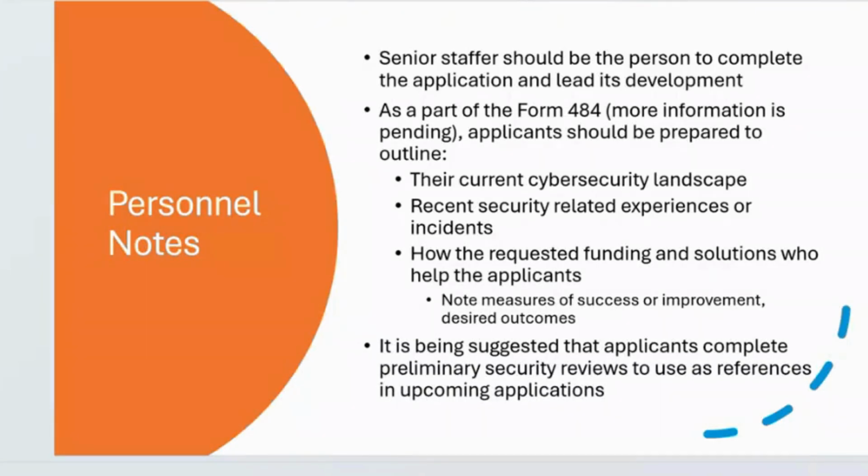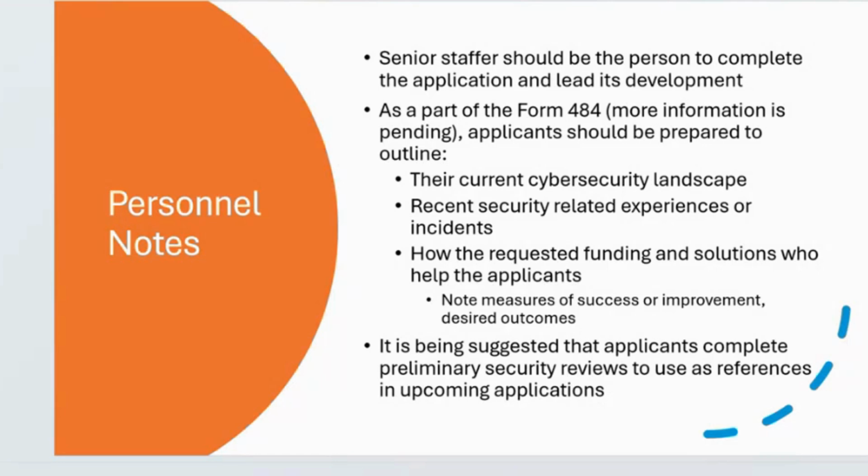So for personnel notes, as we discussed, the cybersecurity knowledge of you as an applicant, whoever has that knowledge to be able to answer those questions quickly and honestly, that's the person that you're going to want to have in charge of the Form 484. So that person is going to need to have an understanding of your current cybersecurity landscape, knowledge and understanding, of course, of previous events, experiences that you've had from a cybersecurity perspective, but also how is the requested funding or the proposed solution going to fit into your overall cybersecurity strategy? How does this help you to better understand or better secure your current cybersecurity landscape?